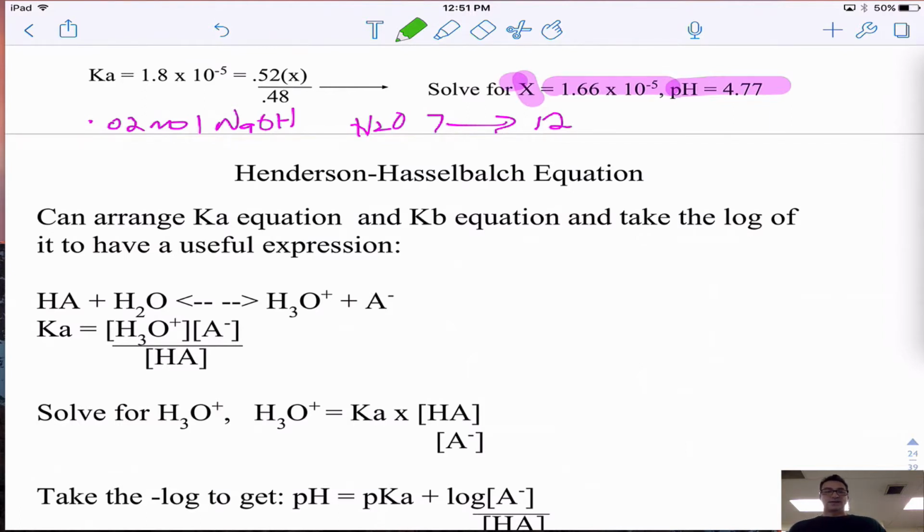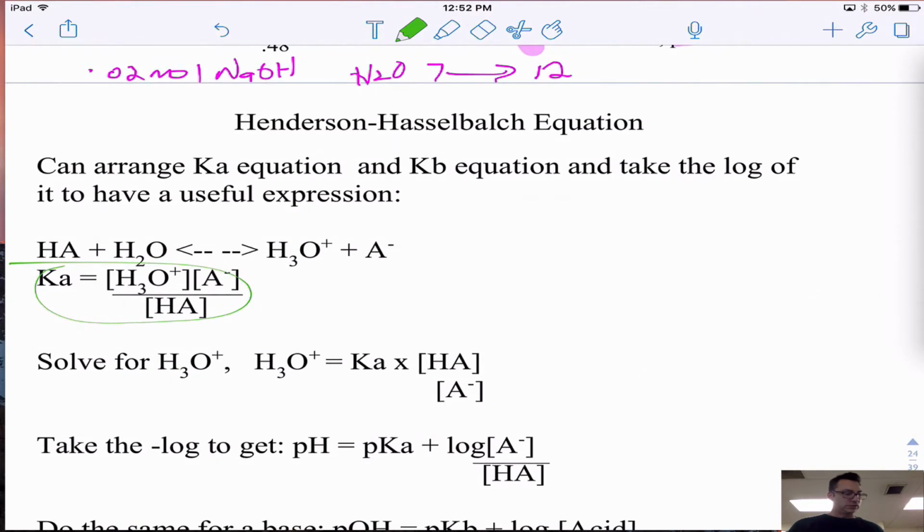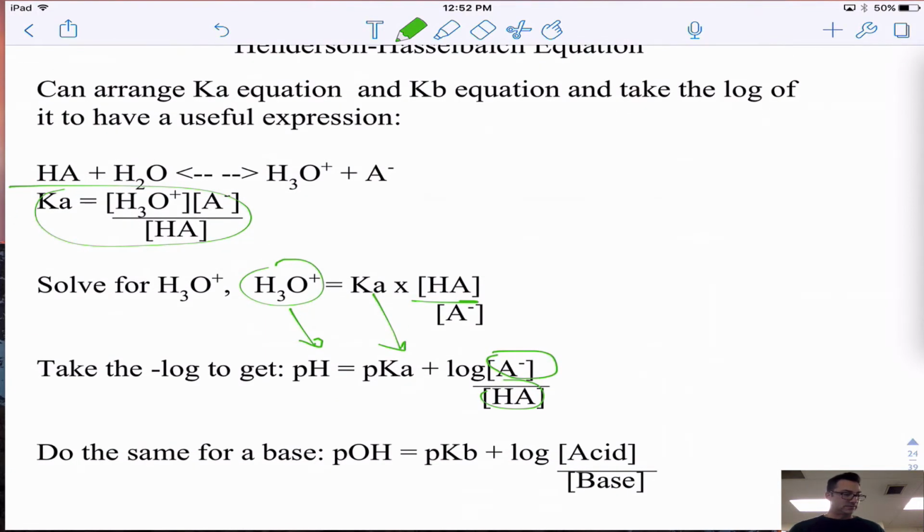The Henderson-Hasselbalch equation takes the Ka expression and rearranges it so that we solve for H3O plus, and then I take the negative log of everything. The negative log of the H3O plus is pH. The negative log of the Ka is called pKa, and the negative log of HA over A minus, I make it positive log, so that becomes A minus over HA. This is the Henderson-Hasselbalch equation. I'm going to highlight it here in purple. You should know this. It will save you so much time.